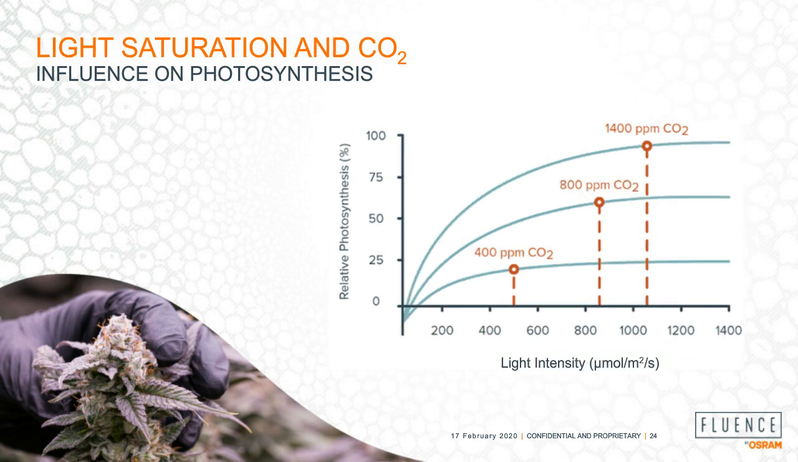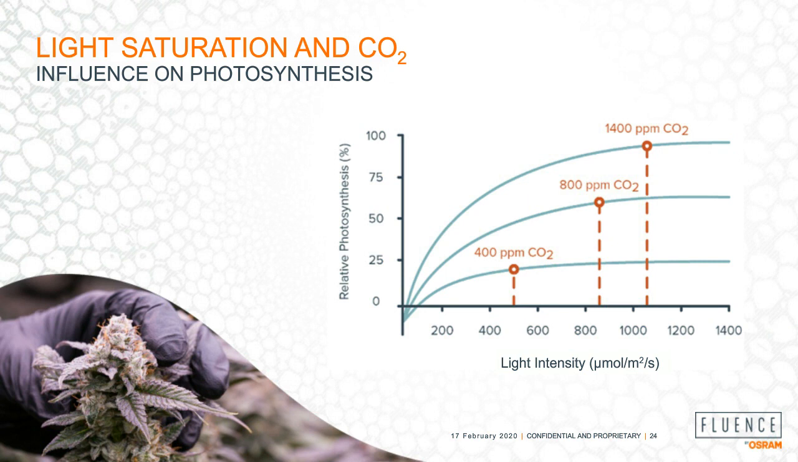Now let's take a look at light saturation and CO2 and how this influences photosynthesis. This graph will also show you the limiting factors that light plays on CO2. Under high light conditions, you're going to be running different parameters. As you can see here, when you're starting to go above 1,000 PPFD in light intensity, it is crucial to also supplement these conditions with high levels of CO2.